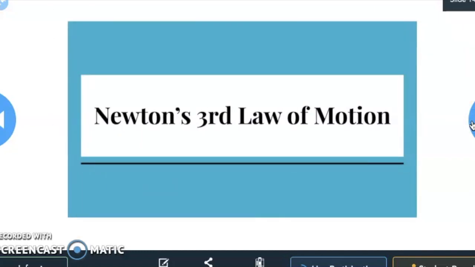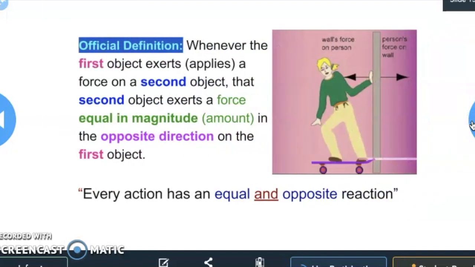Now, this brings us to our discussion of Newton's third law of motion. Now, the official definition of Newton's third law states that whenever a first object exerts or makes a force on a second object, that second object exerts a force equal in magnitude and opposite in direction on the first object.